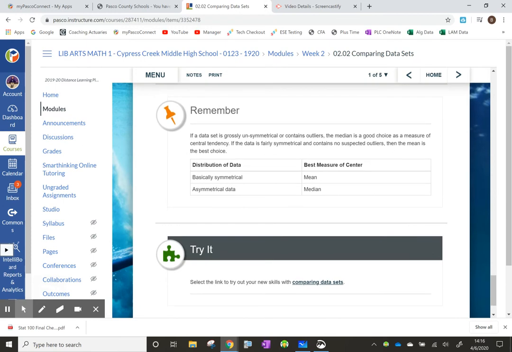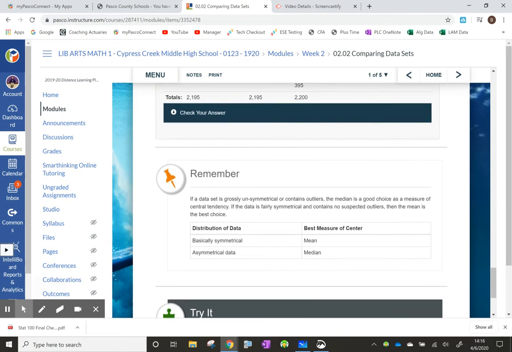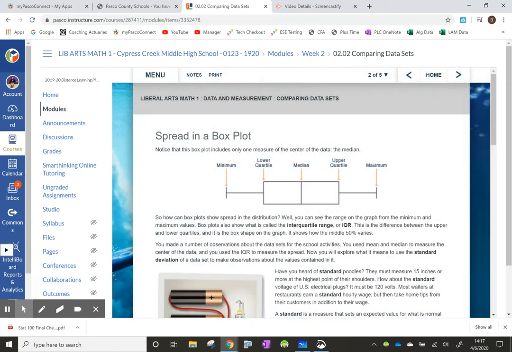So now let's look at this real quick. Remember, distribution of data. If it's symmetrical, the best measure of center is the mean, basically the average. If it's asymmetrical, the best measure of center is the median, which is what we've been doing here. So just keep that in mind. Symmetrical ones would be better off with the mean, the regular average. Asymmetrical ones you'd want to use the median for. A lot of quizzes like to ask a question like that.